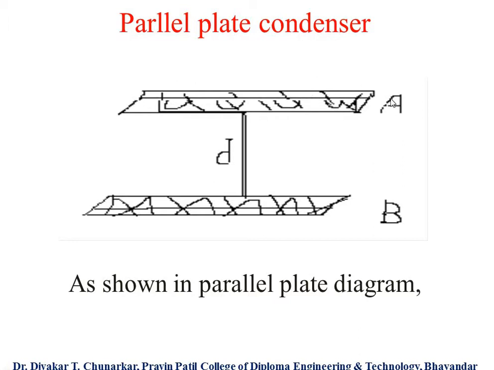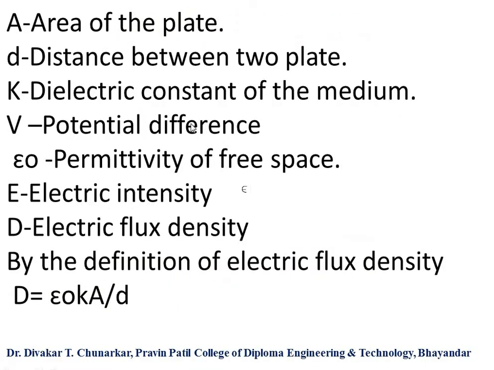Plates A and B, and D is the distance between the two plates, keep in your mind. So from this plate we have to calculate the area of the plate, D be the distance between two plates, and K be the dielectric constant of the medium, V be the potential difference, epsilon 0 is the permittivity of free space, E be the electric intensity, D be the electric flux density.